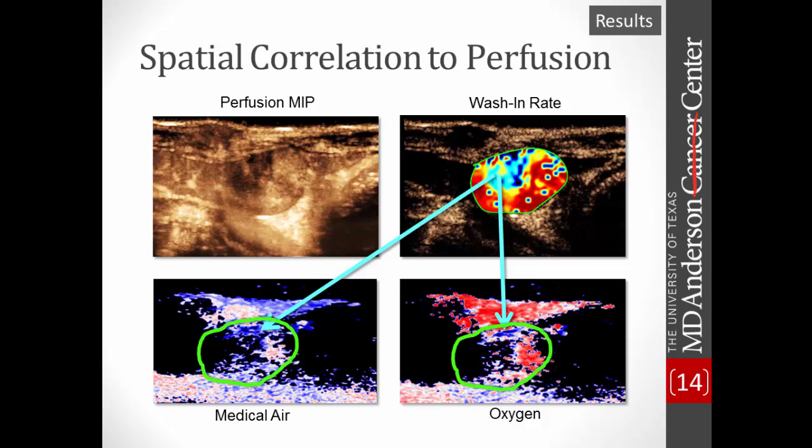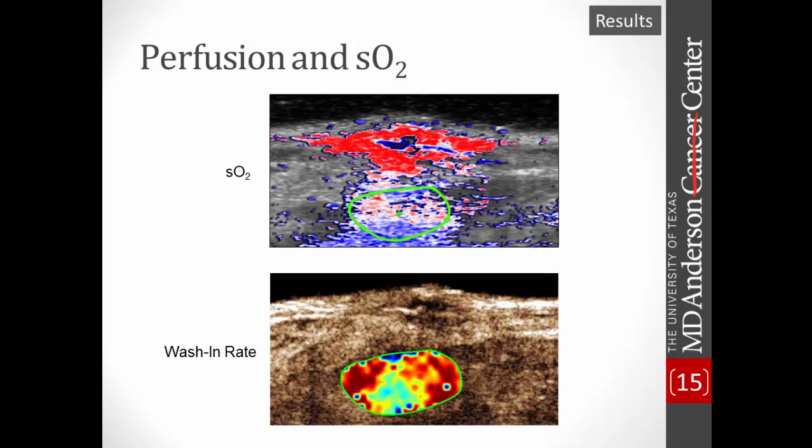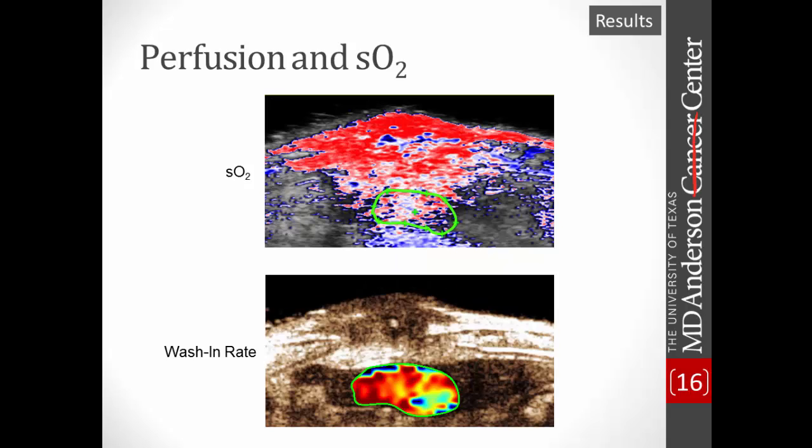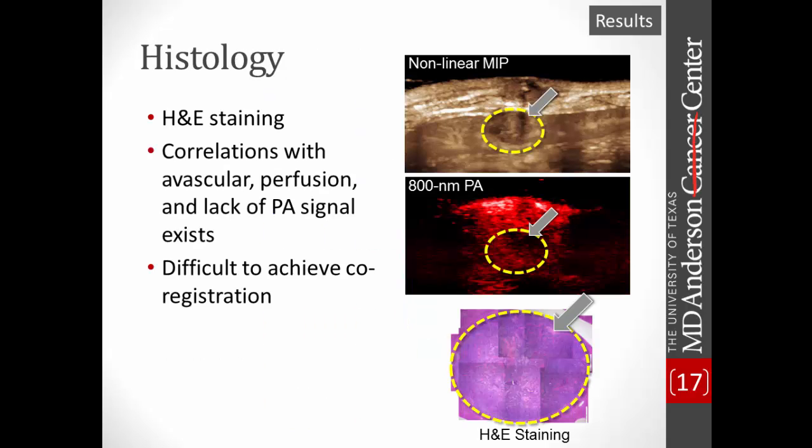In the more poorly perfused region, we actually saw decreased oxygen saturation. In the more greatly perfused region, we saw increased oxygen saturation. Here's another example of that. Here's another rat with 2 regions: increased oxygen saturation with increased perfusion, and decreased oxygen saturation with decreased perfusion. And here's a third example where we see increased oxygen saturation, increased perfusion, a significant decrease, and then something in between. And lastly, we tried to correlate to histology, which in this model has proved to be particularly difficult.